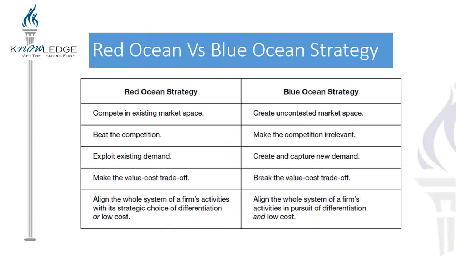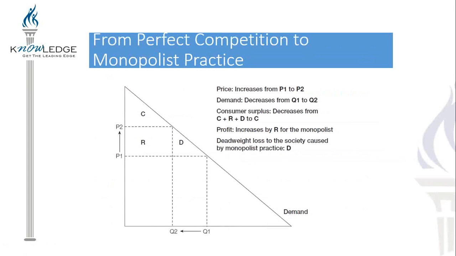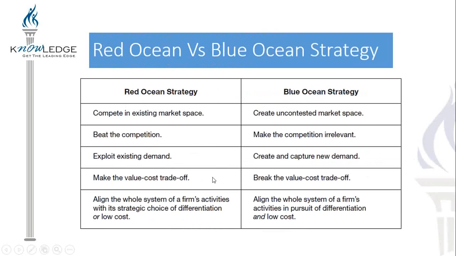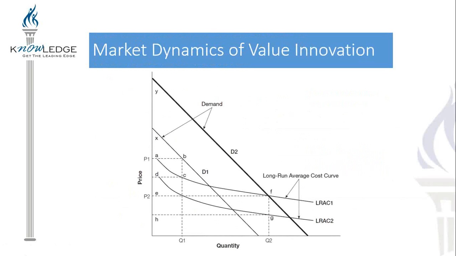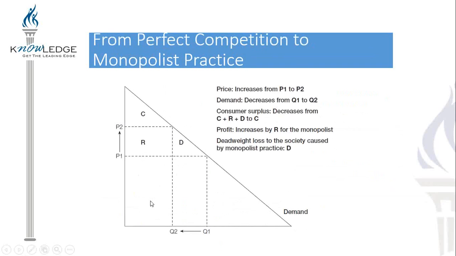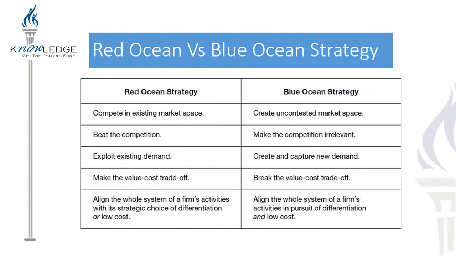You are exploiting existing demand in the red oceans, whereas I'm talking about blue oceans where you're creating and capturing new demand for yourself. You're talking about value cost trade-off continuously in red ocean strategy. You want to increase the value by increasing the price and you're making your products niche, whereas blue ocean strategy says that you can create, like in this graph I showed you, you're increasing your demand by increasing the consumer surplus. At the same time, you're reducing your price as well. But how we really do that, I'm going to show how companies are doing it.